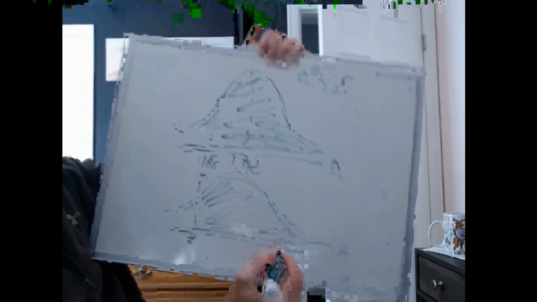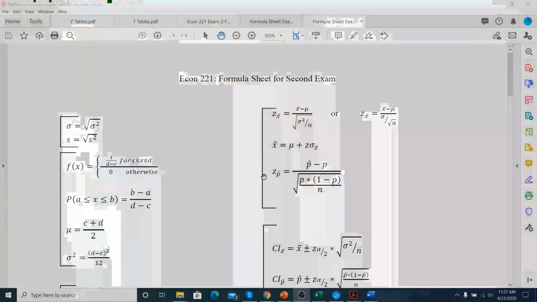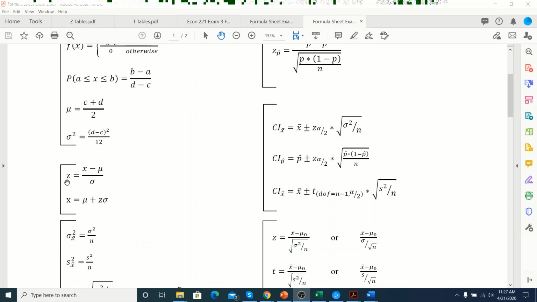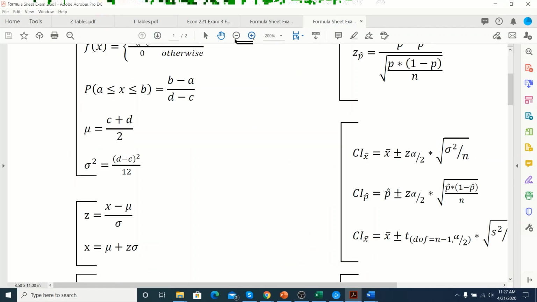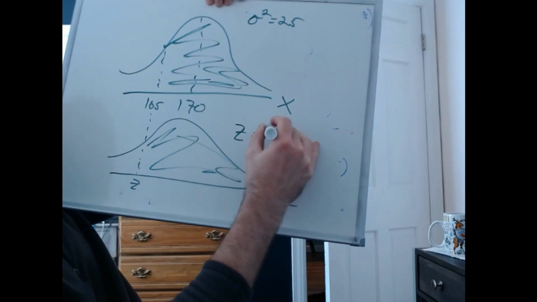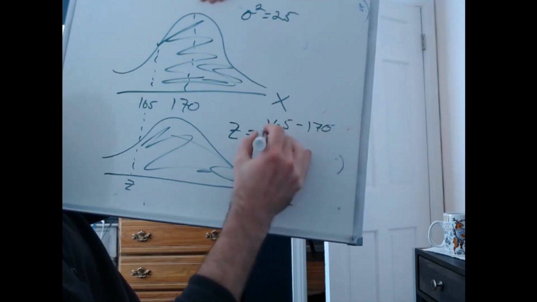If I don't remember how to do a z-score, I can go to my formula sheet for that second exam, and it reminds me, when you want to find the z-score for just any variable, you take the value you're interested in, you subtract the mean, you divide by the standard deviation. So for us, that means we're interested in 165, subtract the mean, divide by the standard deviation.